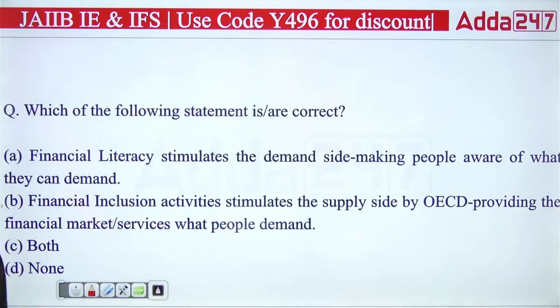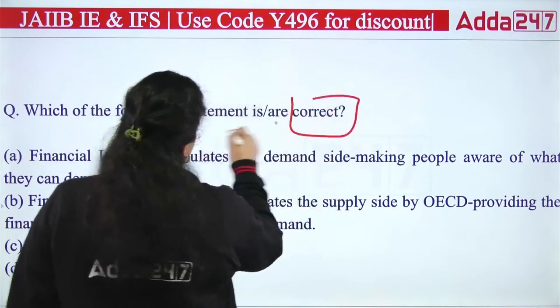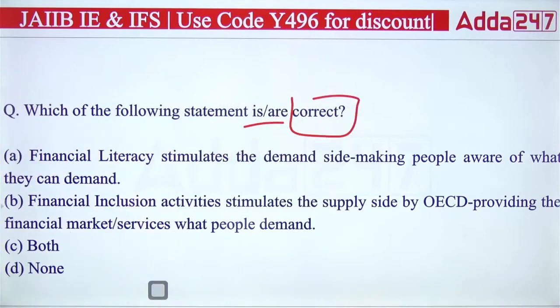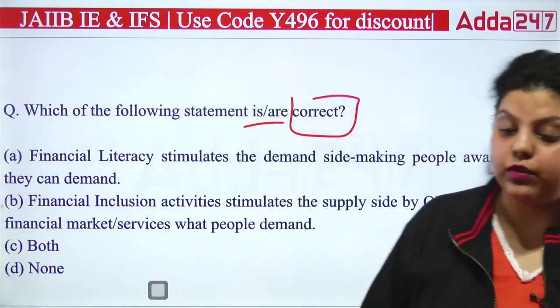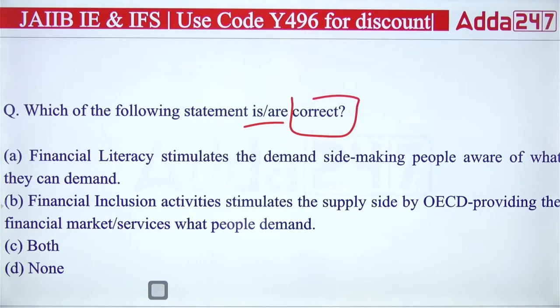Now, the second question. It is asking which of the following statements are correct. So certain statements have been given in front of you, and out of that, you have to answer which is correct. First is saying financial literacy stimulates the demand side, making people aware of what they want. Second, financial inclusion activity stimulates the supply side by providing the financial market services what people want. So two statements have been given. First is for financial literacy and second is for financial inclusion. And you have to answer which of these two are correct.